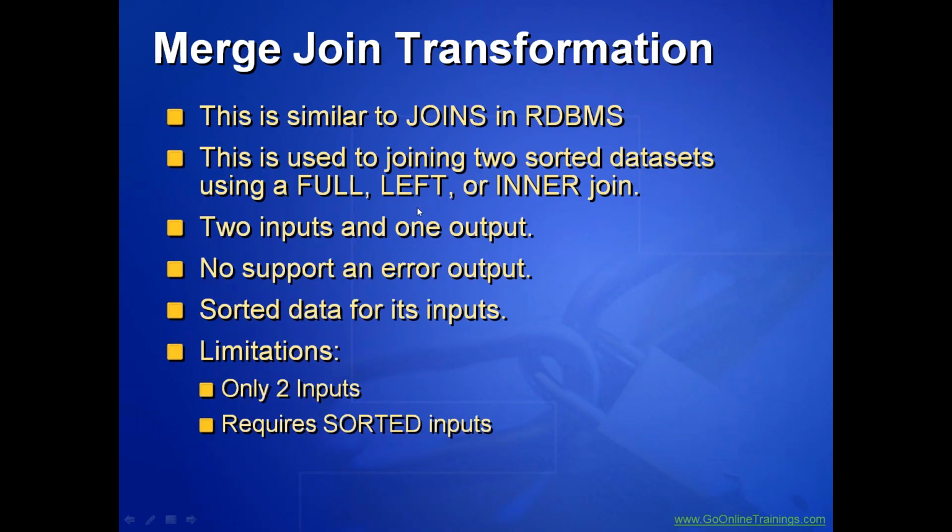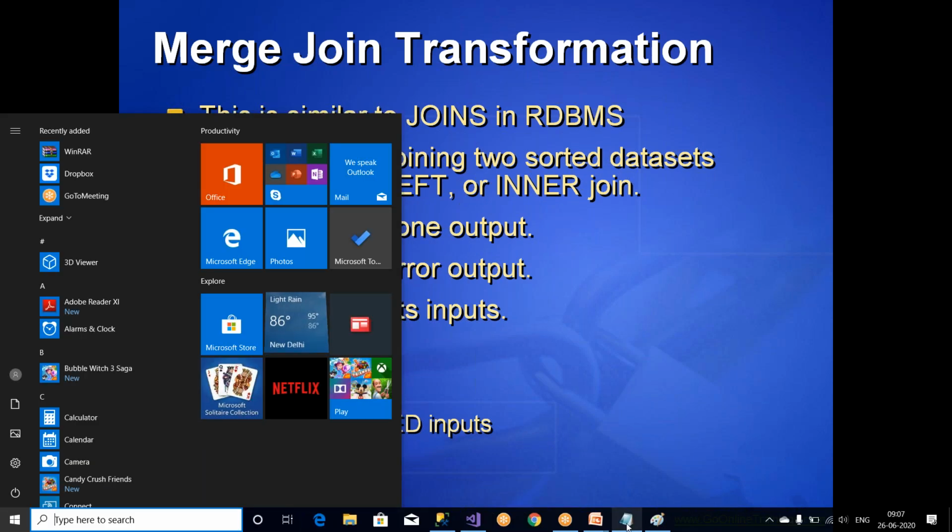You need to tell them that since we have only two inputs, A comma B or B comma A doesn't matter, so you can interchange. Because of that, we did not have a right here. Clear? So two inputs and one output, no support for error output, no red pipe there. Sorting is required, only two inputs require sorting. That's it. Am I clear? So these are the joins.